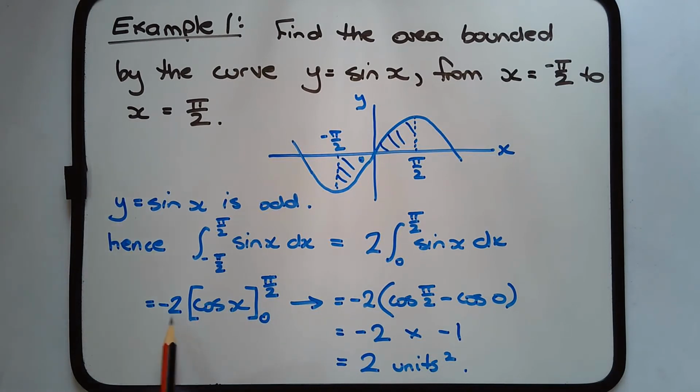And that equals negative 2 times cos of x from x equals 0 to x equals pi over 2. And applying the limits of integration, that equals negative 2 multiplied by cos of pi over 2 minus cos of 0. And cos of pi over 2 is 0. And cos of 0 is 1. So that equals negative 2 multiplied by negative 1, which equals 2 square units.